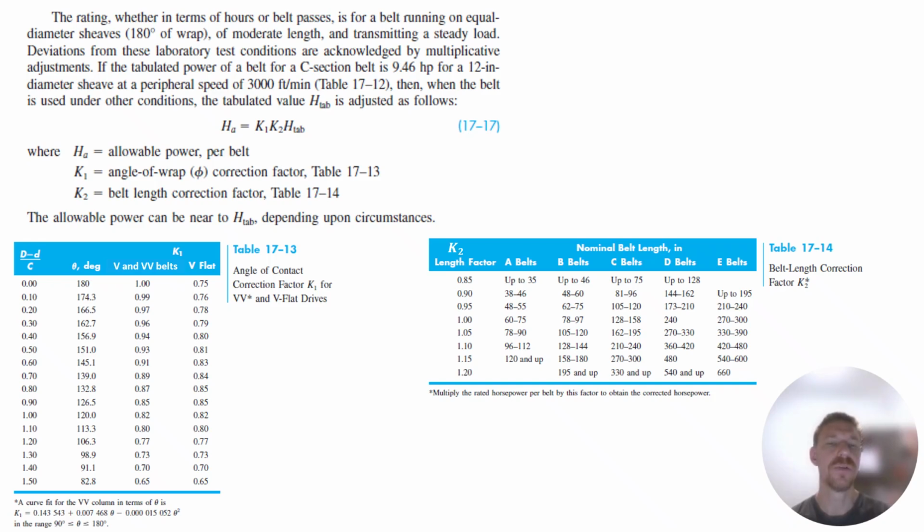Two other tables give us some constants or correction factors, because the rating in the previous table comes from belts running on sheaves that are the exact same size. And obviously in most systems where we need a belt, the two sheaves are going to be different sizes. We either want to speed up the rotation speed and reduce the torque, or slow down the rotation speed and increase the torque. So deviations from those conditions take additional adjustments. You have K1, which is a correction factor for the angle of wrap in table 17-13, you see on the left hand side. And then K sub 2 is the correction factor for belt length.